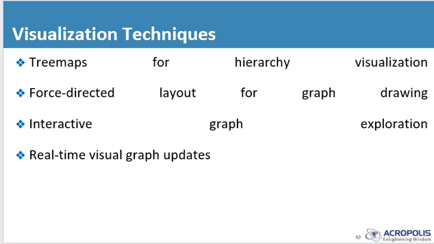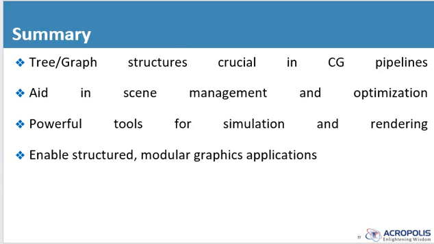To summarize, tree and graph data structures are crucial in organizing and rendering complex scenes. They provide performance benefits and a logical structure. Algorithms enhance their utility for tasks like animation, rendering, and navigation. These concepts are foundational to any computer graphics pipeline.